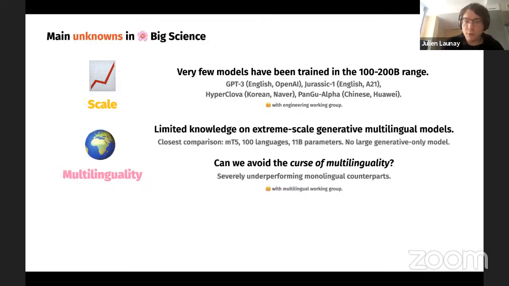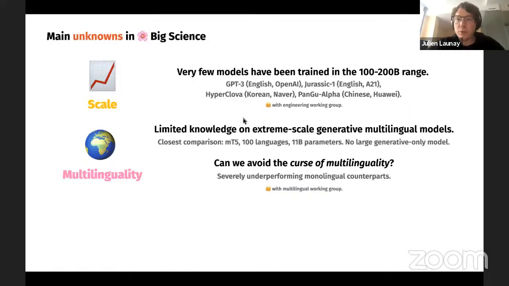The second part is multilinguality. There is very limited knowledge on extreme scale generative multilingual models. This is because, okay, we have T5, for instance, we have mT5 with 100 languages and 11 billion parameters, but T5 is not purely generative. There is no large purely generative multilingual model. And this is an unknown that we have to explore and tackle.